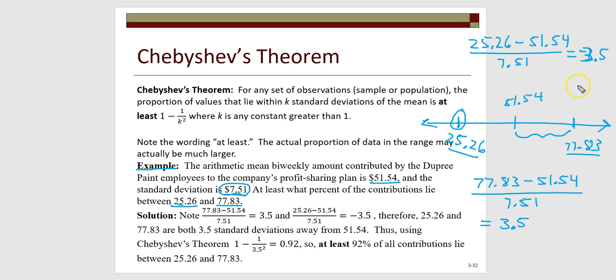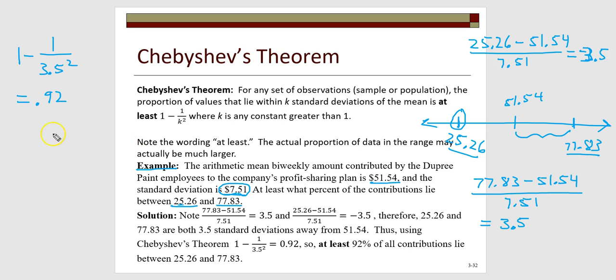You do get negative 3.5. So this distance is also 3.5 standard deviations from the mean. So then Chebyshev's theorem makes a statement. If we evaluate 1 minus 1 over 3.5 squared, as we have down here, you will get approximately 0.92.